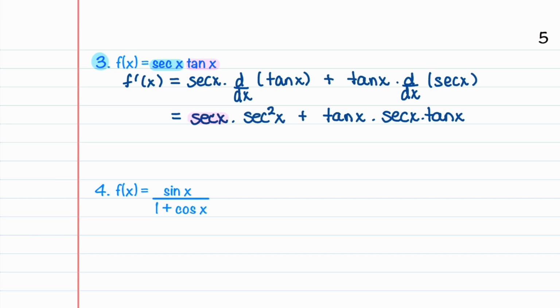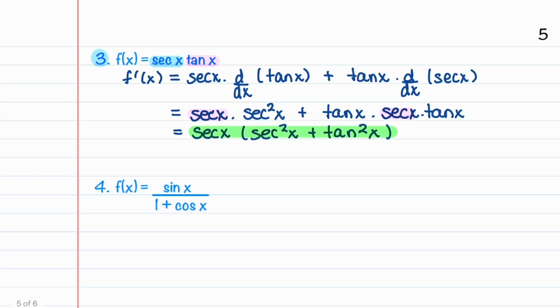Now let's see what we have in common. Looks like we have a secant(x) common to both terms, so we are going to bring that out. So this is secant(x), and we're left with secant²x plus tangent²x. And that's our final answer.